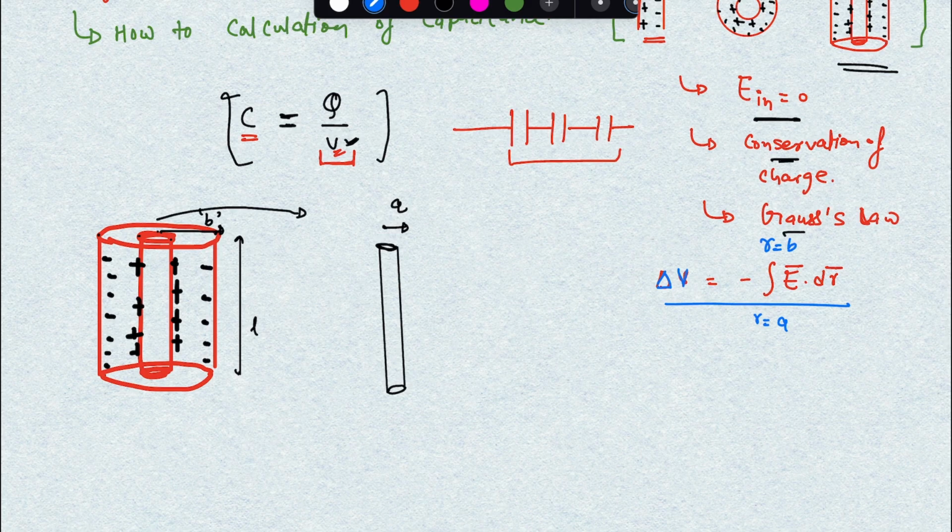Now for the electric field, there is a problem. What is the problem? We do not know the electric field because of this cylinder. Do we know?